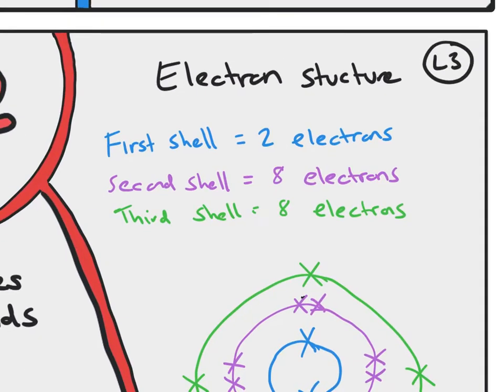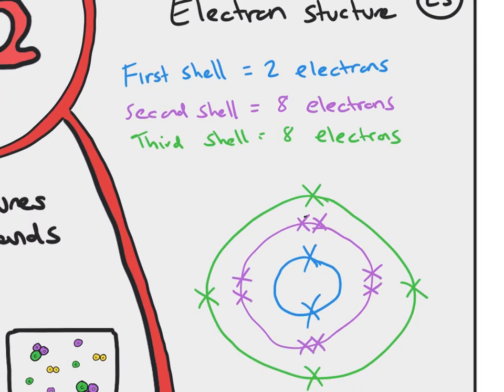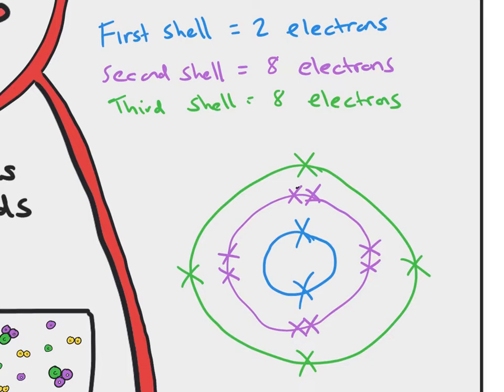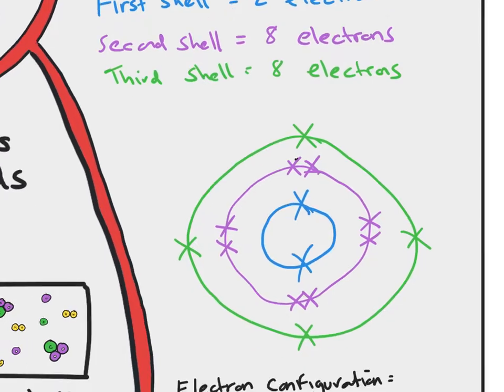Lesson 3 was electron structure. There's a certain way that we fill these shells. On the first shell, which is this blue one down here, it can only fit up to 2 electrons. But your second and third shells, we can take up to 8 electrons. Now I haven't put 8 electrons in this outer shell. I've only got 4 electrons in this outer shell. I could have had another 4 because they can take up to 8. But I'll tell you why I've done that now.